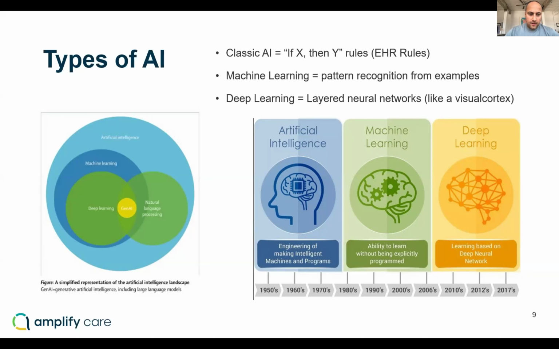And again, I'll defer to my colleague, Dr. Naik, to provide some more insights on that. As you can see from the slide, there's a history of AI. Deep learning would be considered the most advanced state of AI.